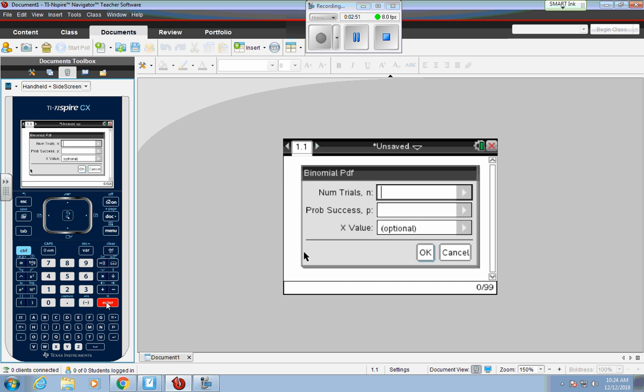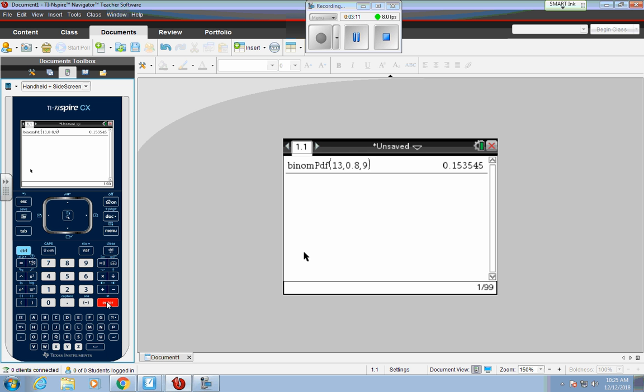And you can see that the number of trials, n, which in this case is 13. The probability of success is 0.8. And the x value, it says optional. In this case, it is 9. And there it is.